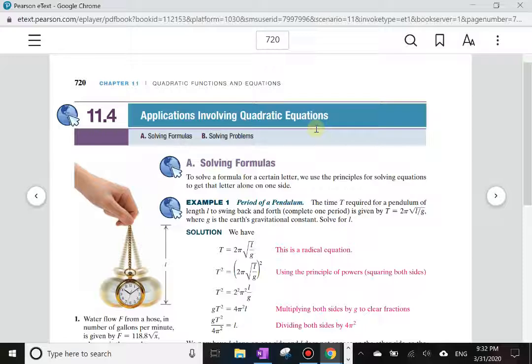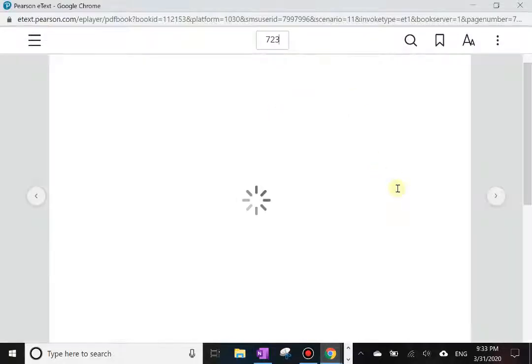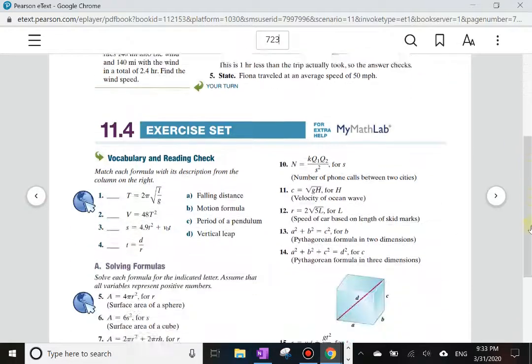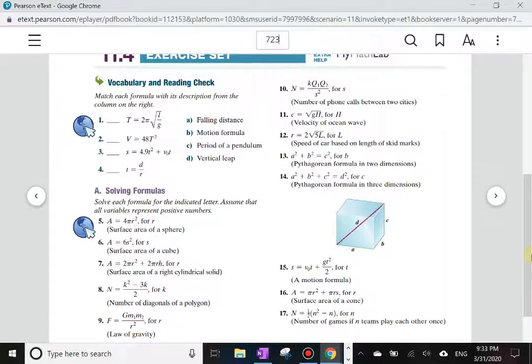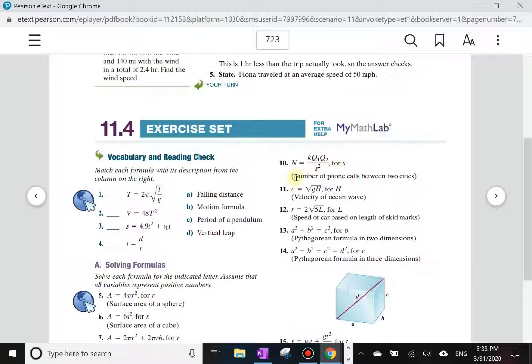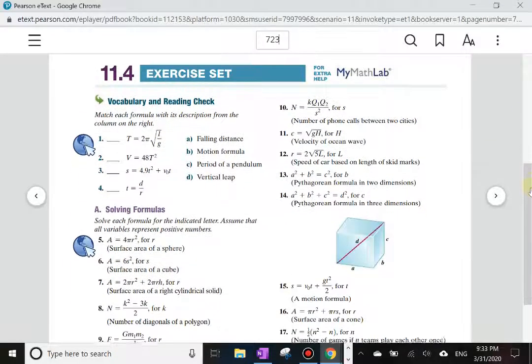Almost all of our applications are going to involve formulas such as the one you see in this example. But we're going to go to page 723 to take a look at the homework problems that we're going to be focusing on. In section 11.4, here are the exercises. Our focus is primarily on numbers 5 through 14 as they're stated on the homework sheet. So I'm going to work problems that are very similar to the ones on your homework.